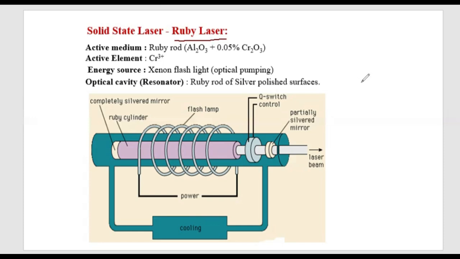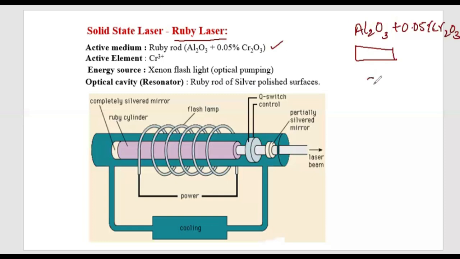We already know about the metastable state, population inversion condition, and pumping mechanism suitable for the material, etc., from the previous videos. Now let us go into this ruby laser directly. So this ruby is a crystal which is obtained naturally, and this crystal is fine polished and made into a cylindrical form. This ruby rod contains aluminum oxide with 0.05% of chromium oxide. So the active medium is Al2O3 plus 0.05% of Cr2O3.